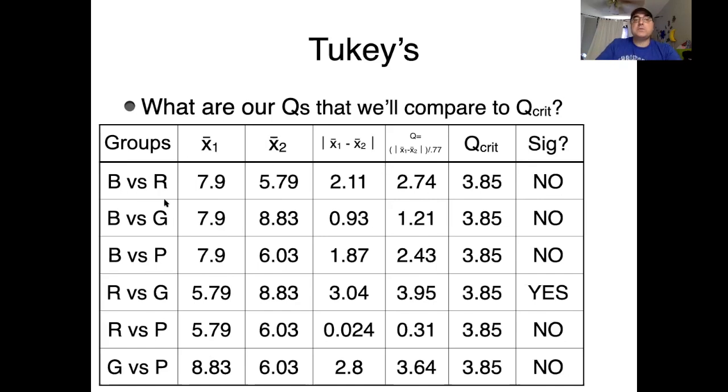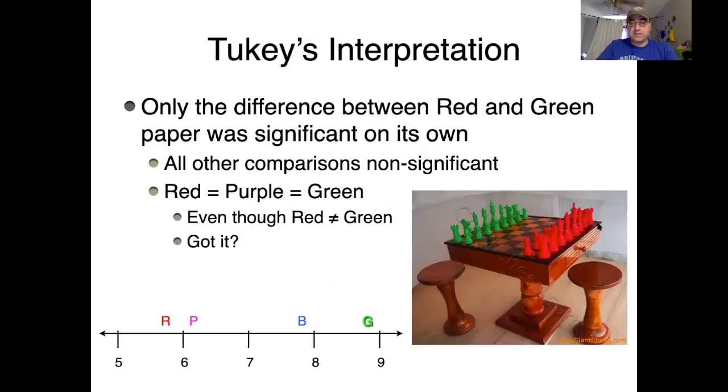You do that for blue versus green. You do that for blue versus purple. When you do that for red versus green, you get something interesting. The red mean was 5.79. The green mean was 8.83 for a difference of 3.04. Put 3.04 divided by the Q denominator of 0.77, you get 3.95. That is the only one of all these comparisons that gave you a Q value bigger than 3.85. So that is the only one that is in and of itself statistically significant. Red is statistically significantly different from green in the context of this analysis of variance.